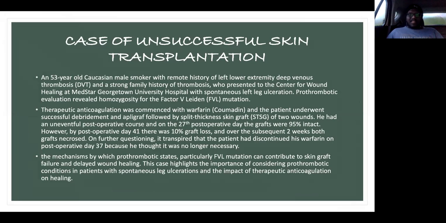Okay, this is the case of unsuccessful skin transplantation. A 53-year-old Caucasian male smoker with remote history of left lower extremity deep venous thrombosis (DVT) and a strong family history of thrombosis presented to the Center for Wound Healing at MedStar Georgetown University Hospital with spontaneous left leg ulceration. Prothrombotic evaluation revealed homozygosity for the factor V Leiden (FVL) mutation.